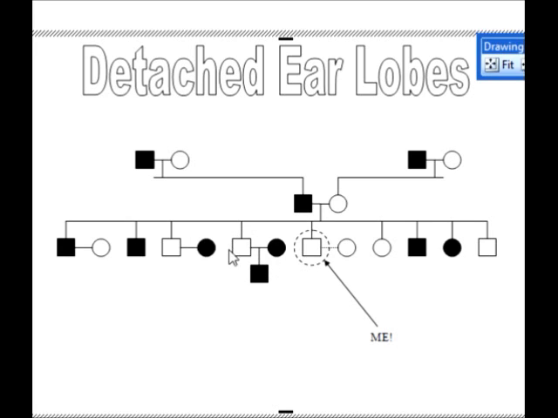And then my brother had attached earlobes. My sister-in-law, Amber, has detached earlobes, and their son, Benson, has detached earlobes as well. So that's how that's been passed on from my parents. My dad is the one with the detached, my mom is the one with the attached, and both of their fathers actually had detached earlobes as well, which I thought was pretty interesting.